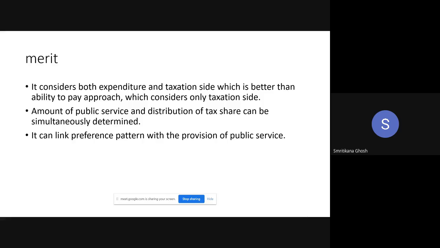Documentation is very much important, na? You have to submit proper document so that the college authority will be convinced with that.